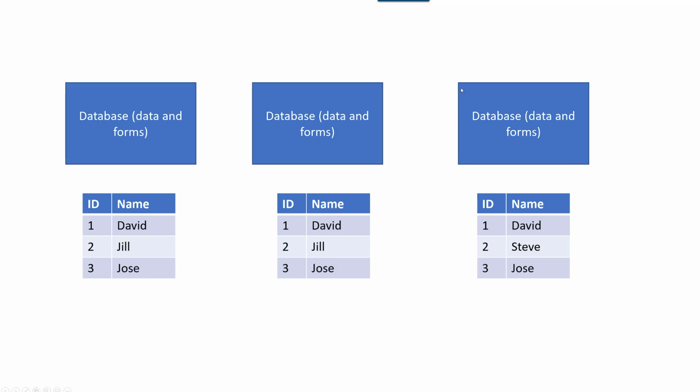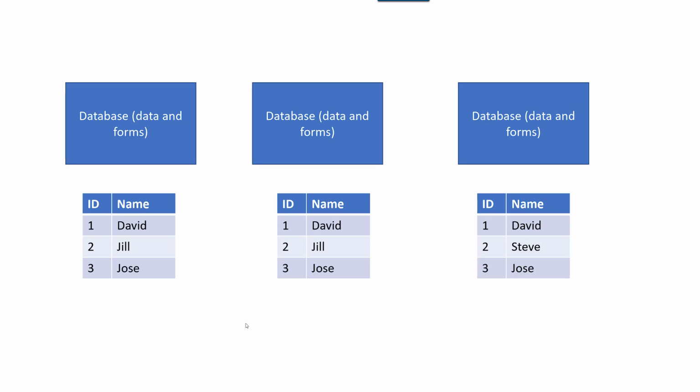Now you notice this user over here, the user on computer number 3, changed person number 2, or person ID 2, from Jill to Steve. Now here's the problem. Steve only exists on this copy of the data. These two copies are out of date, or actually maybe Jill is correct and this change was made in error. The important thing is now we have inconsistency.